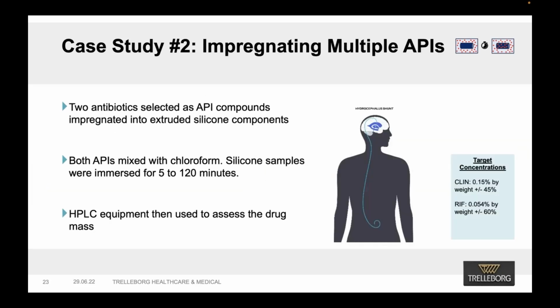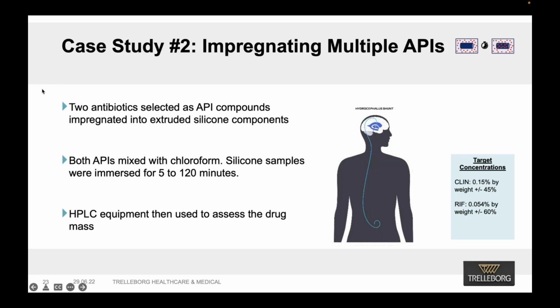All right, so jumping into the second case study, again, this was the one where we're looking closely at whether we can introduce multiple ingredients, multiple pharmaceuticals, into an existing system, and whether you have the ability to control how much you're introducing, and is it truly possible to introduce multiple?